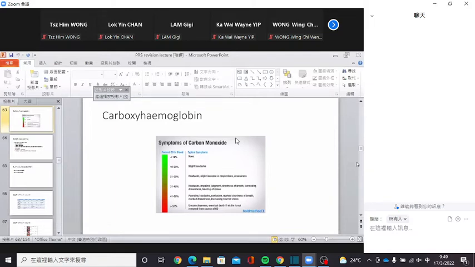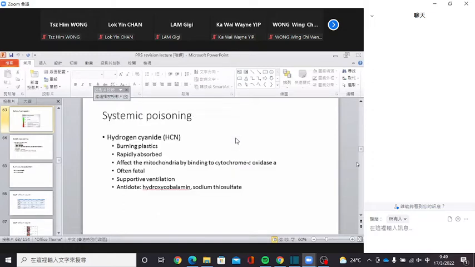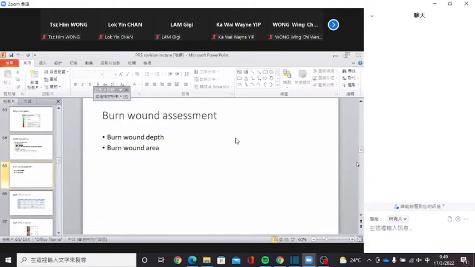You can see that even at the level of 30 to 40%, the symptoms could be very subtle with some headache, shortness of breath, drowsiness. It could be easily missed if you do not actively check for the carboxyhemoglobin level. So another is hydroxycyanide poisoning from burning of plastics, but these nowadays are less common.